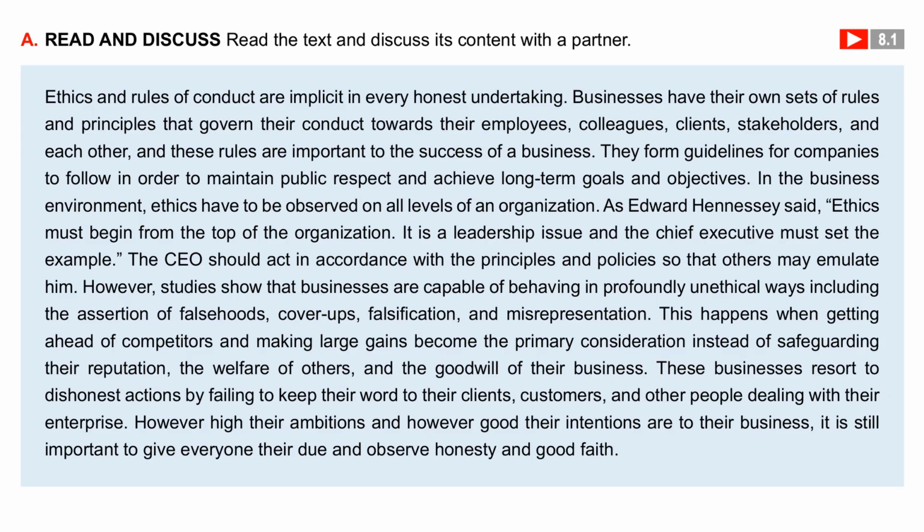However, studies show that businesses are capable of behaving in profoundly unethical ways, including the assertion of falsehoods, cover-ups, falsification, and misrepresentation. This happens when getting ahead of competitors and making large gains become the primary consideration instead of safeguarding their reputation, the welfare of others, and the goodwill of their business. These businesses resort to dishonest actions by failing to keep their word to their clients, customers, and other people dealing with their enterprise. However high their ambitions and however good their intentions are to their business, it is still important to give everyone their due and observe honesty and good faith.